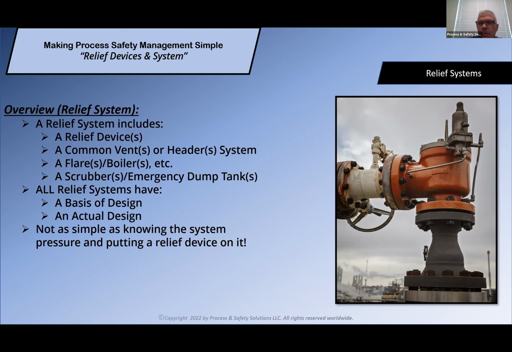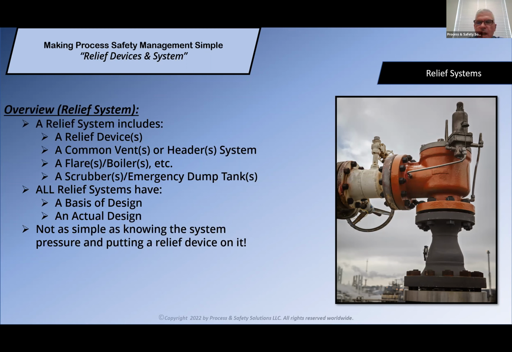It can also be a scrubber or an emergency dump tank. Maybe you scrub the toxics out before they're released to atmosphere, so that's relieving to some type of device, what we'll call a scrubber. It can be a dump tank. What we mean by a dump tank is maybe you have a toxic that relieves into another tank, and then that material is absorbed into some type of solvent, so that you're not relieving the toxic, or the relieving media, to the atmosphere directly.